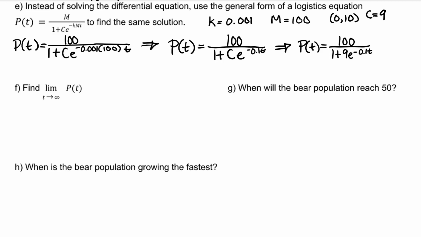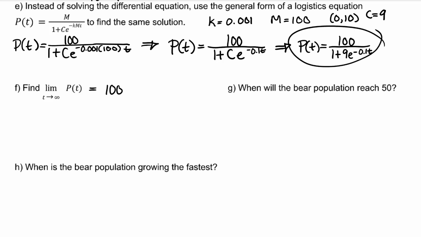Find the limit of p of t as t approaches infinity. No matter where your initial value is, whether it's below or above our horizontal asymptote, as t approaches infinity, your population will approach 100.